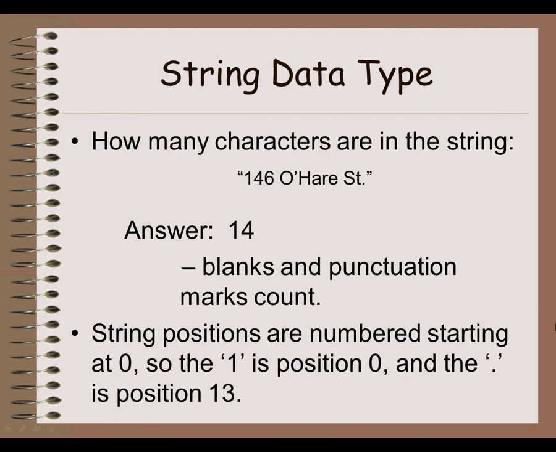When you're going to number the position of an individual character in a string, you have to do so starting at 0. So although this has 14 characters in it, there are the positions 0 through 13. So the 1 would be position 0, position 1, position 2, and continuing on all the way up to position 13. So there's always one less position available than there are actual number of characters within the string.